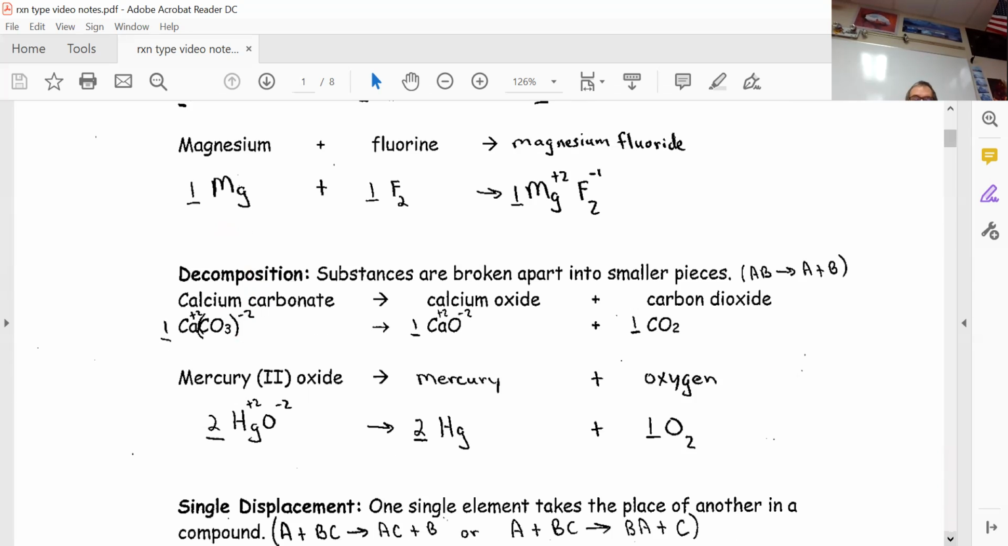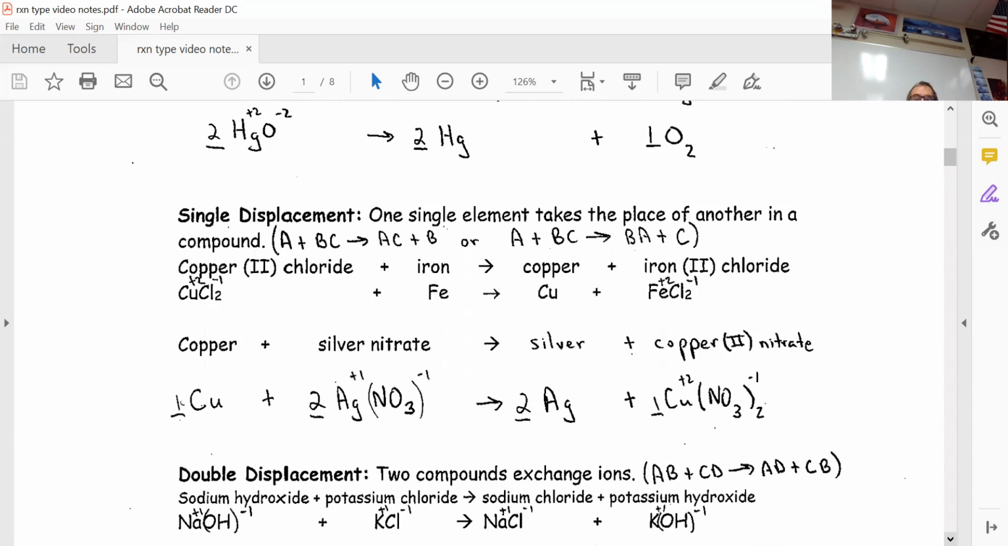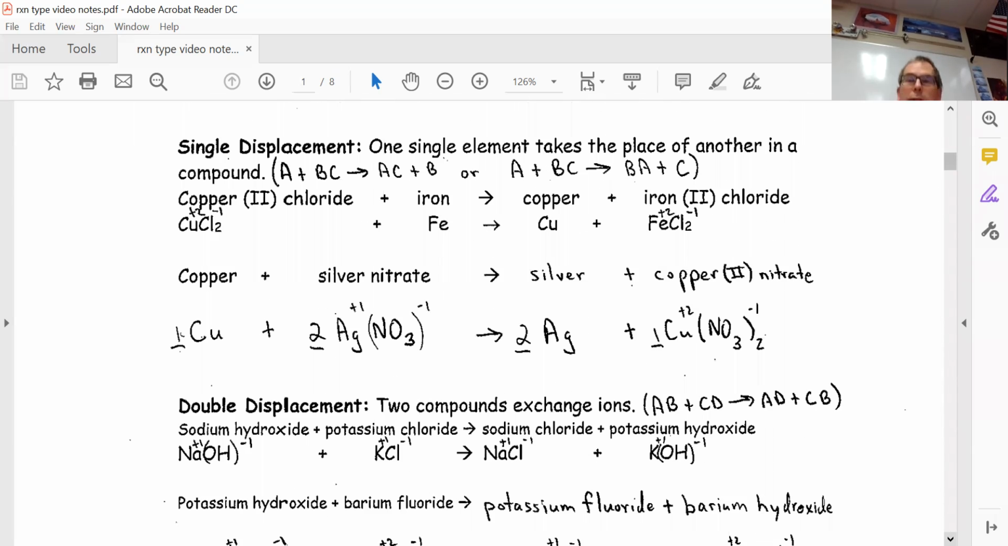Okay, let's look at another type. This is single displacement, sometimes called single replacement, because one thing is replacing or displacing another thing. So looking at this one, I have copper 2 chloride plus iron, and metals replace other metals. Well, the iron's by itself, it's going to kick out the copper. Now the copper's by itself, and it becomes iron 2 chloride.